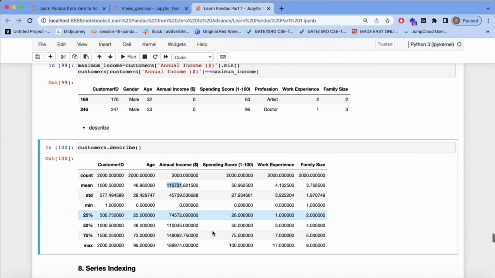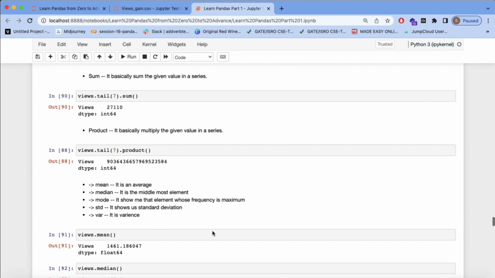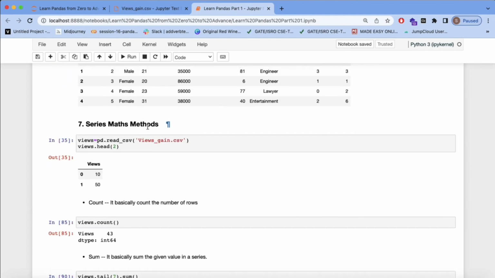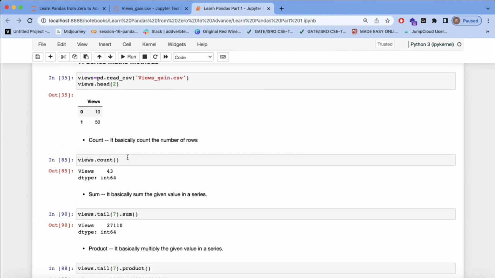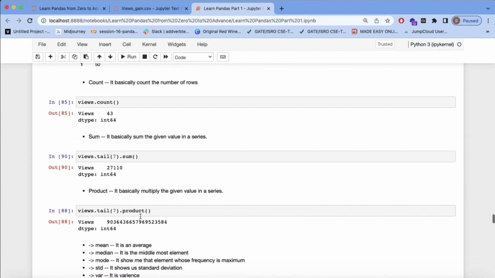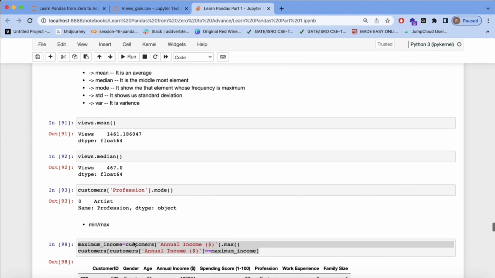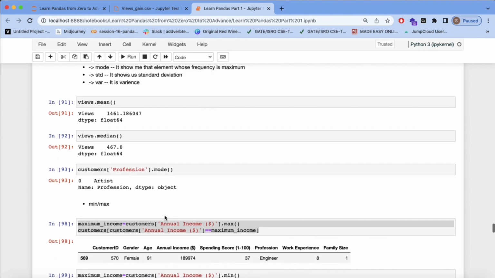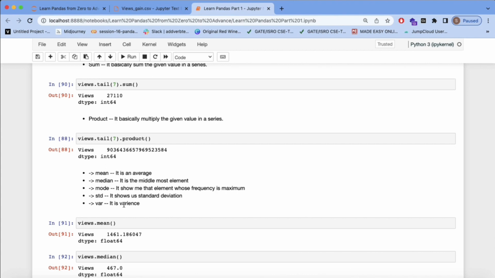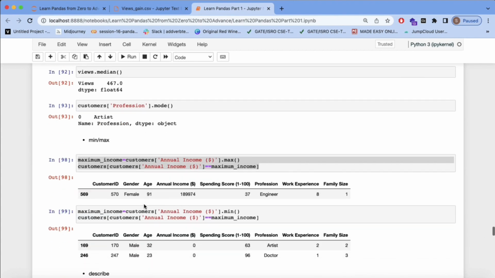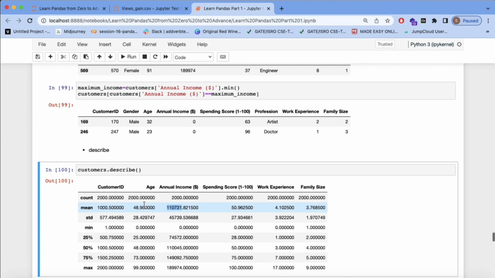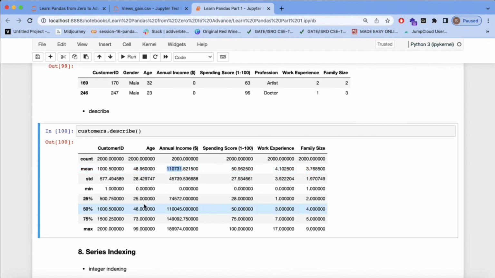So these are the basic mathematics methods that we have seen. The first one is count, the second is sum, the third is product, the fourth is mean, the fifth is median and mode. I've already told you that standard deviation and variance we are going to see in the next lecture, and the min and max and describe. In the next lecture we are going to see indexing, the most important topic of data analysis.